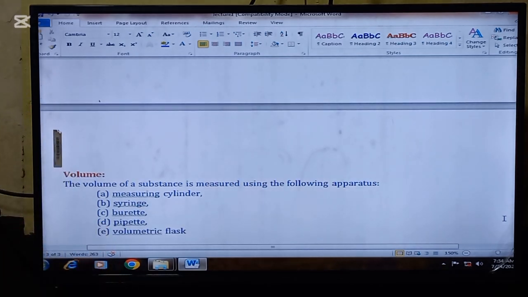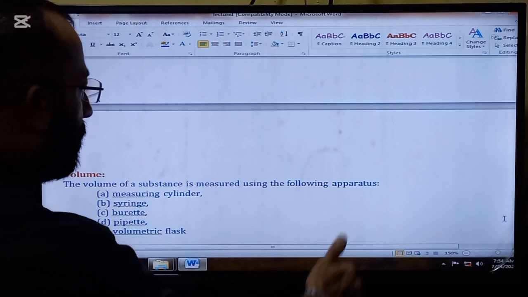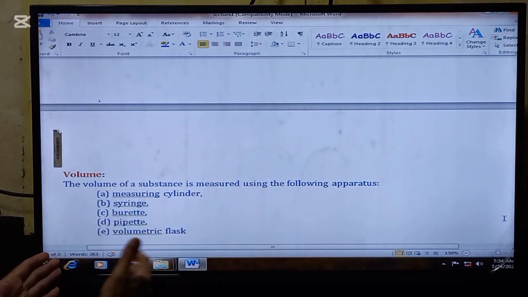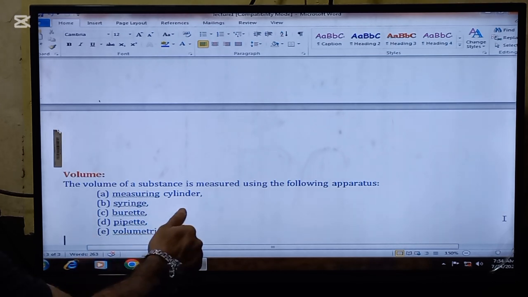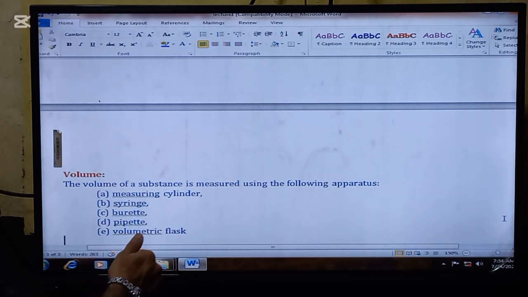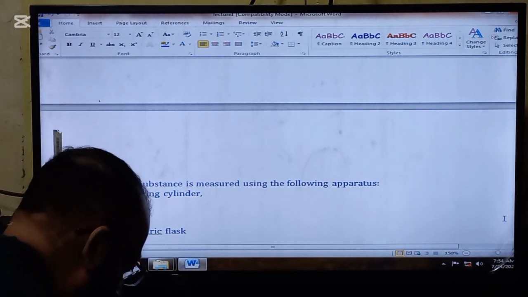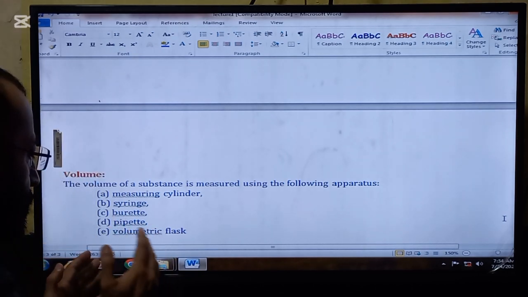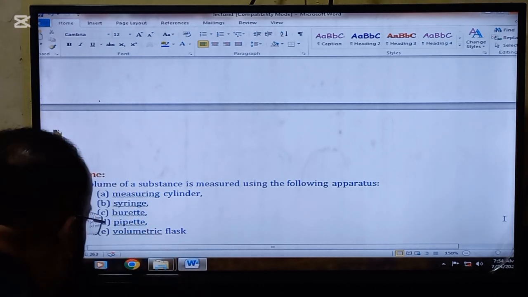The next thing that we are going to read is volume. The volume of a substance is measured using the following apparatus. And here are the apparatus. These are used for different kinds of volumes. Number one is the measuring cylinder. Number two is the syringe. Number three, burette. Number four, pipette. Number five, volumetric flask. These are different kinds of apparatus used for different kinds of measurements.